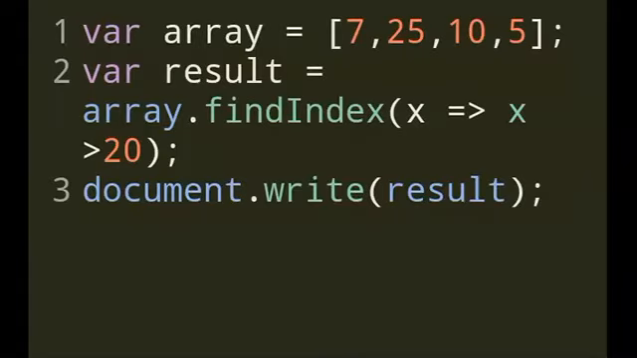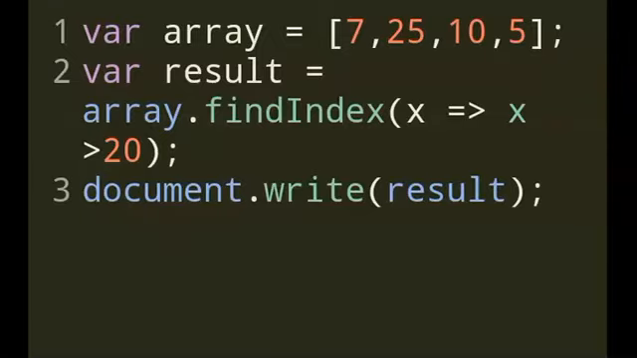Okay, 1. So here, which number is greater than 20? The second one, 25, right? Now here, it's finding the index. So what is the index of the number 25 in this array? 1. The first element is 0, the second one is 1. So the result is 1.